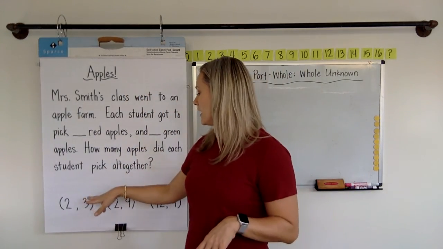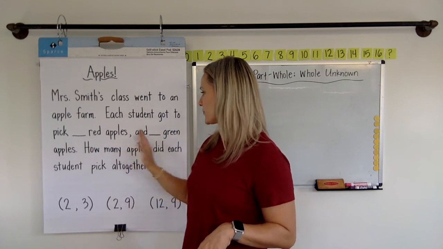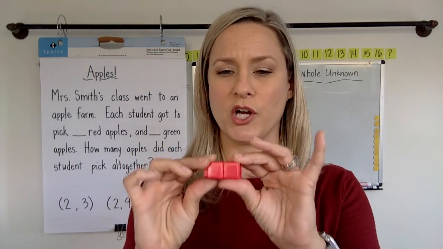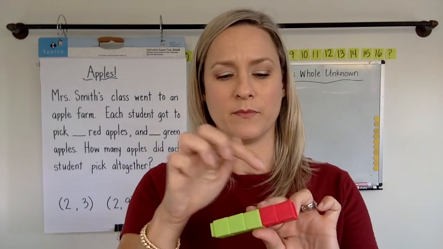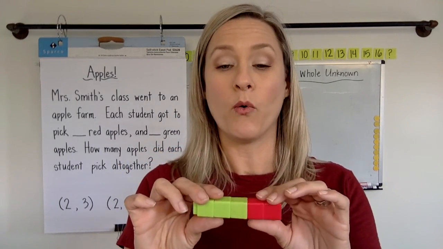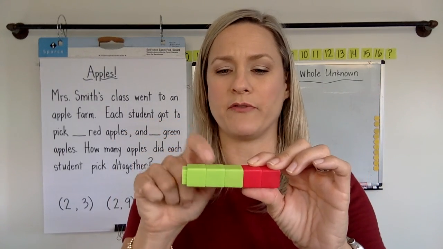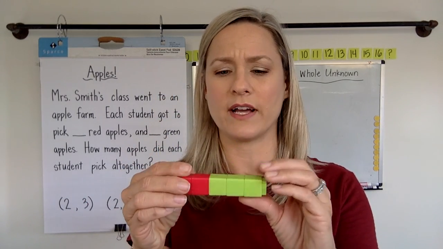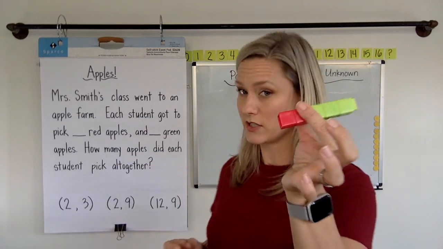All right, so let's try it out with 2 and 3. Each student got to pick 2 red apples and 3 green apples. And we're trying to find out how many each student picked all together. So they might model with mathematics. So they might actually show 2 red apples and 3 green apples like this, and then count them 1, 2, 3, 4, 5. Or they might start with 2 and then count on and say 2, 3, 4, 5. And then as they start progressing in their strategy, they might realize, oh, I could start with the larger number, 3, 4, 5, right? So that's called counting on.